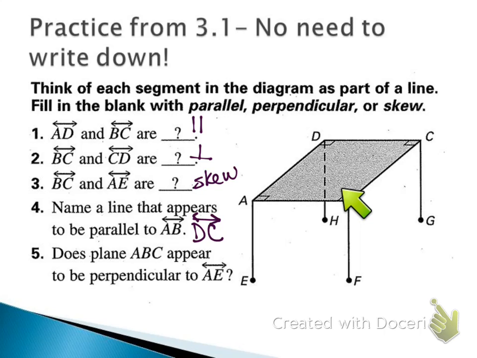And does plane ABC, so the gray plane, appear to be perpendicular to line AD? So does that line appear to be perpendicular to the plane? Meaning, does that line form a right angle with the plane? Does that appear to be what's happening here? I think so. Yeah, it looks like a table, right? The legs of a table would meet the table at a right angle, so this would be a yes. Any questions?